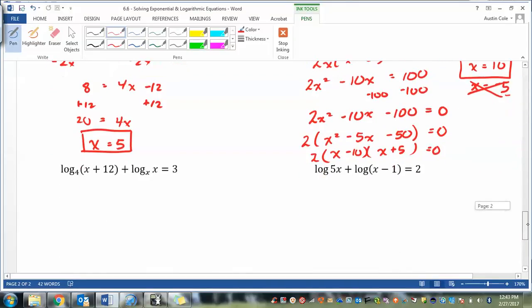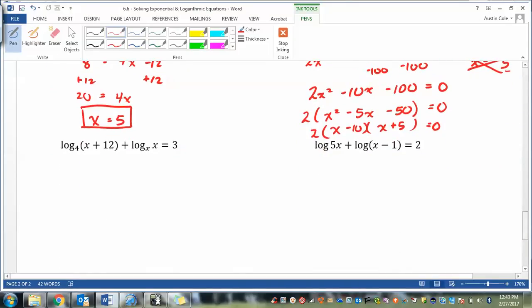Okay. Looks like we need to change this one, guys. I need this to be a 4. I must have messed up there. They had different bases, so we couldn't do anything there. But now that they have the same base, again, adding 2 logs is like multiplying 1 log. So I can say log base 4 of x plus 12 times x is going to equal 3.